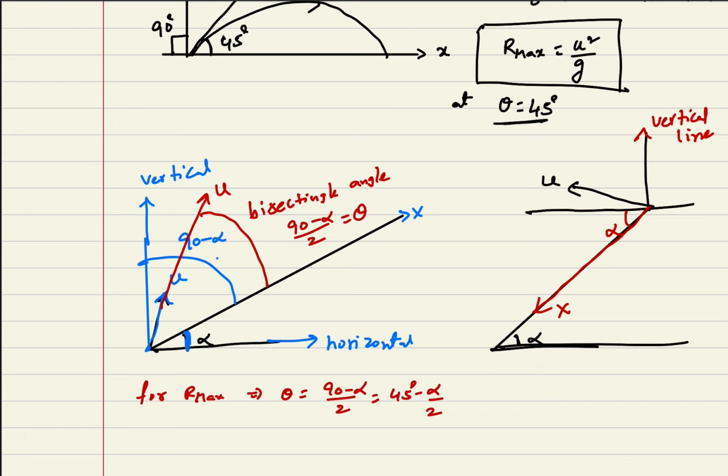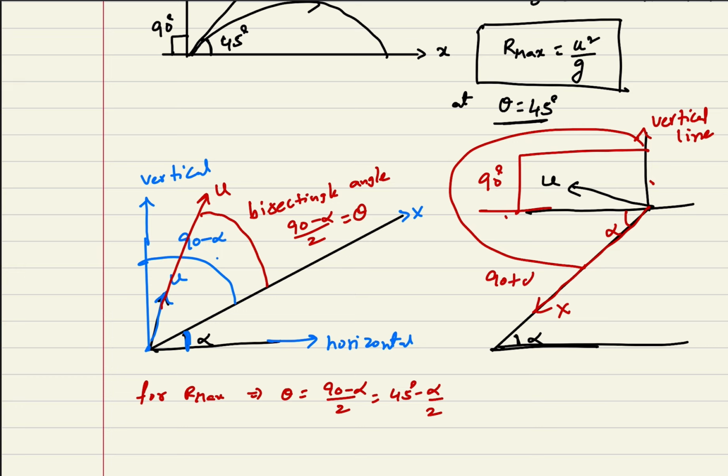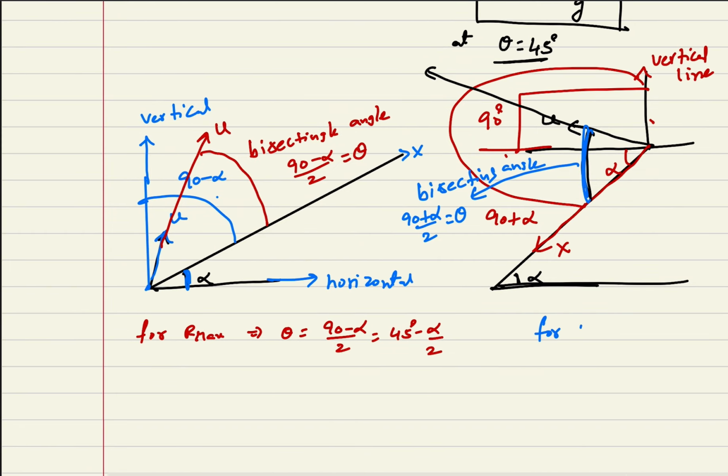Now you can see the remaining angle is 90 degrees. So the total angle is 90 plus alpha. Now this is the projection, and it should be the bisecting angle to get the maximum range. What is the bisecting angle here? 90 plus alpha divided by 2 is equal to theta. For maximum range, the projection angle theta should be equal to 90 plus alpha by 2, that is equal to 45 degrees plus alpha by 2.